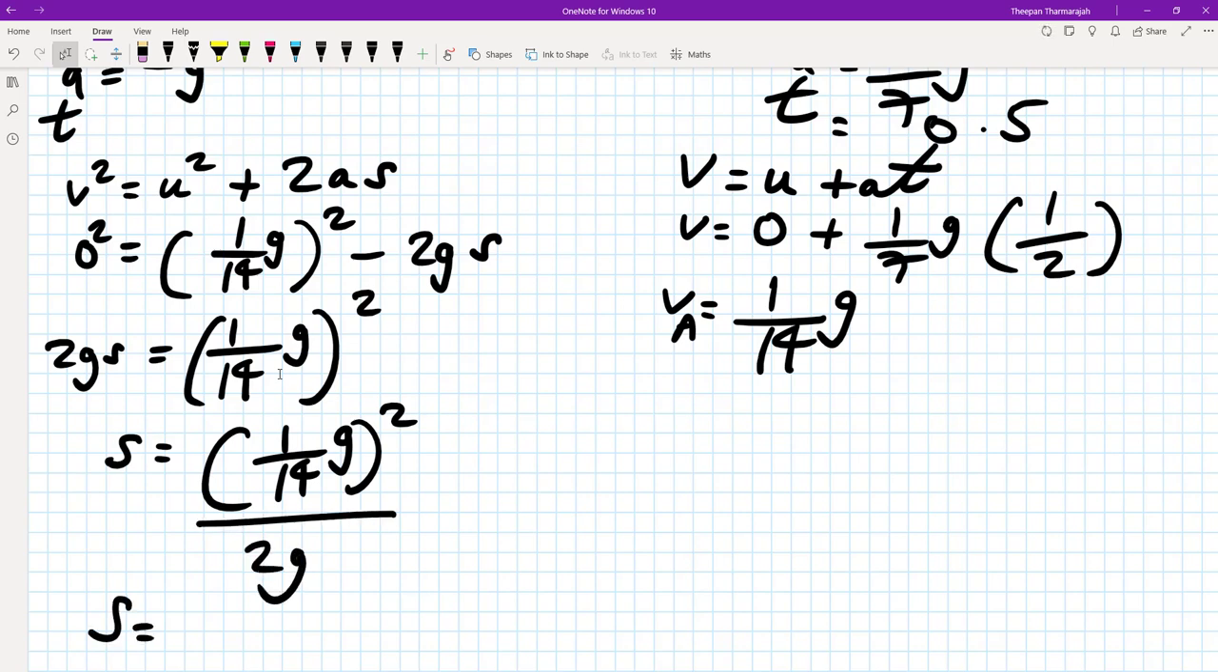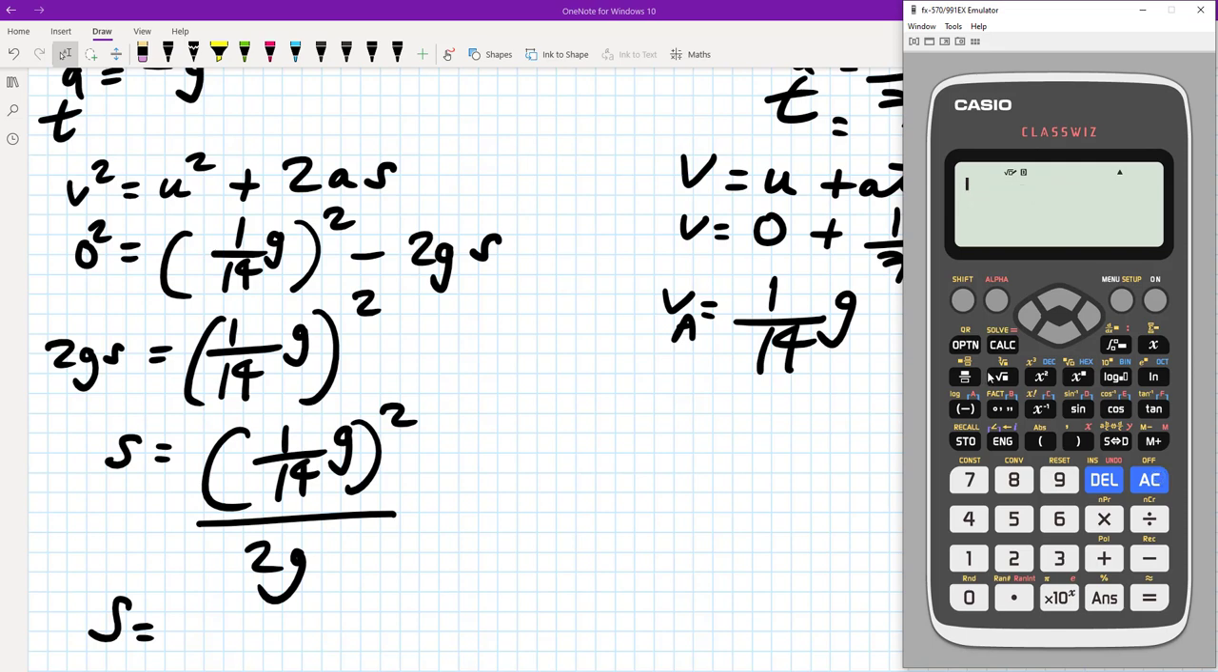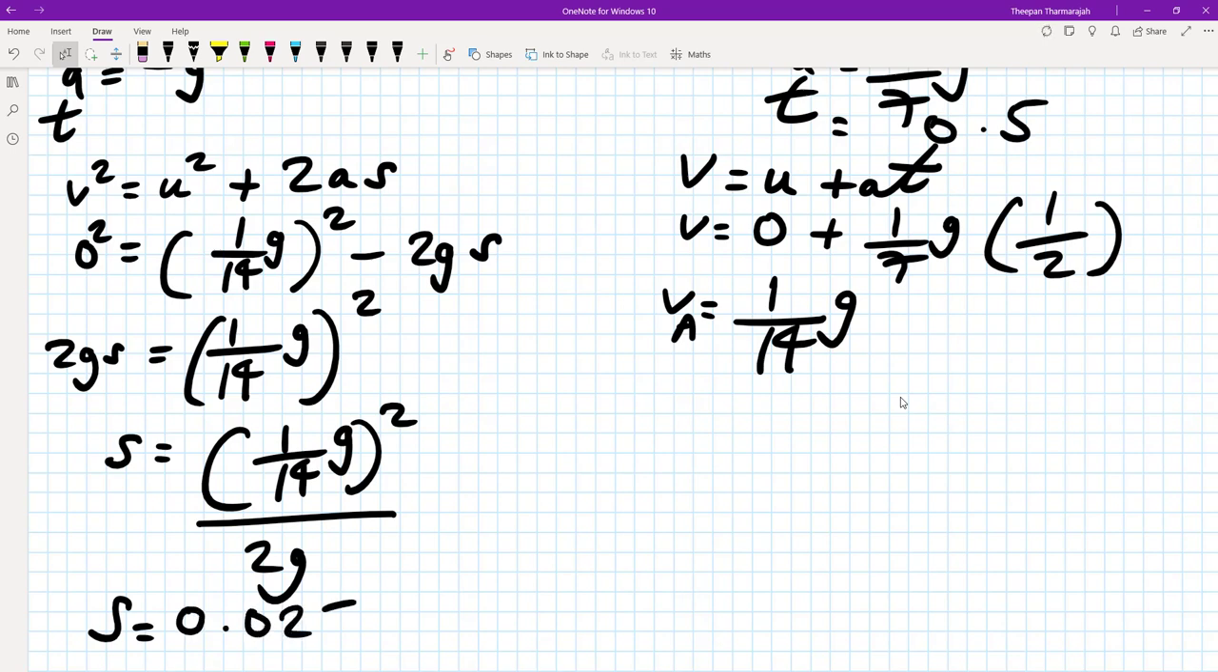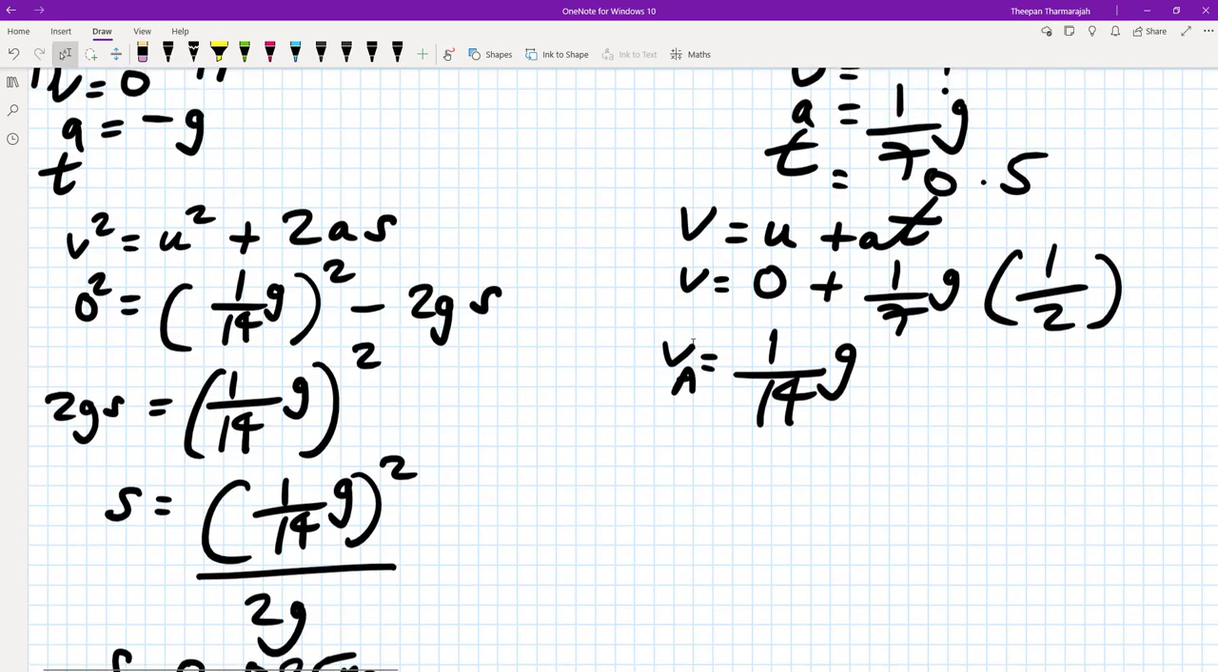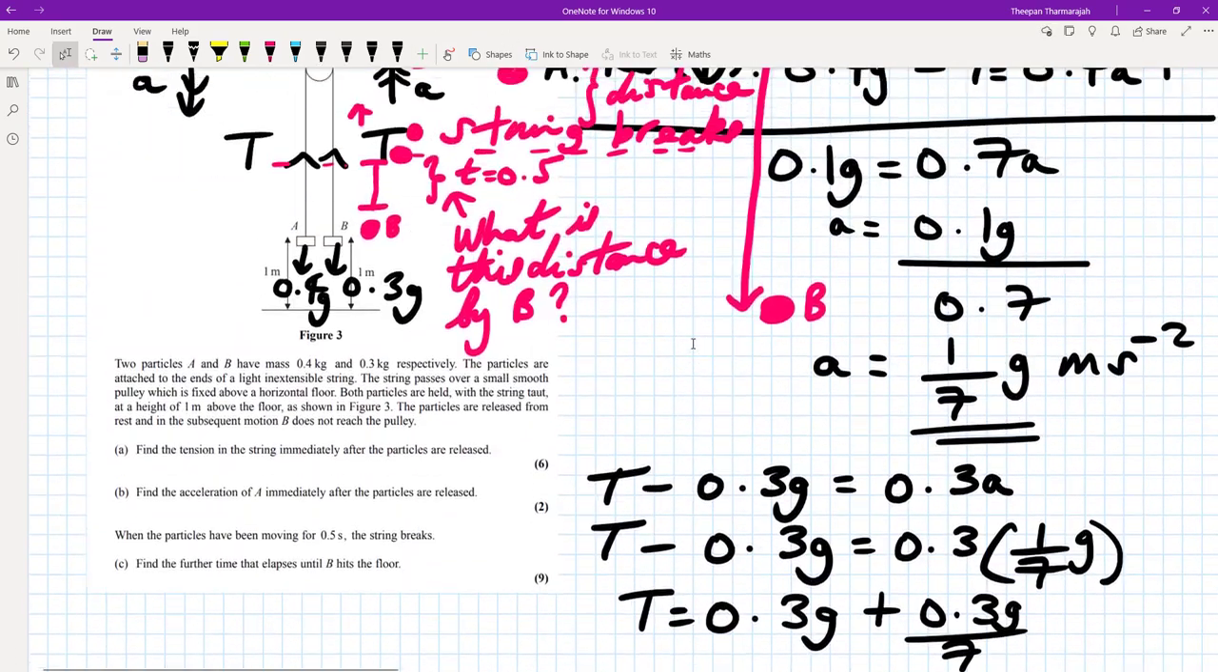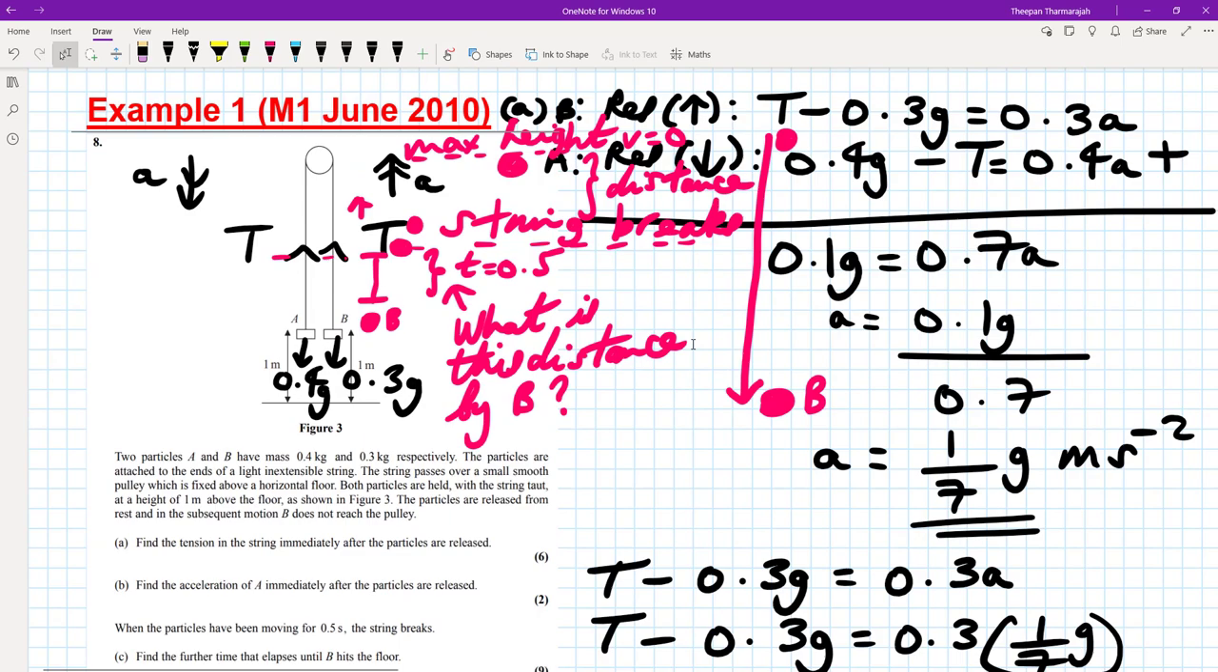Let's work that out as a decimal here. So we're just going to say that we've got the following: 1/14 times 9.8 squared divided by 19.6. And that gives me 0.025 meters. So what that basically means is that we've now got the total distance from the ground all the way to maximum height.